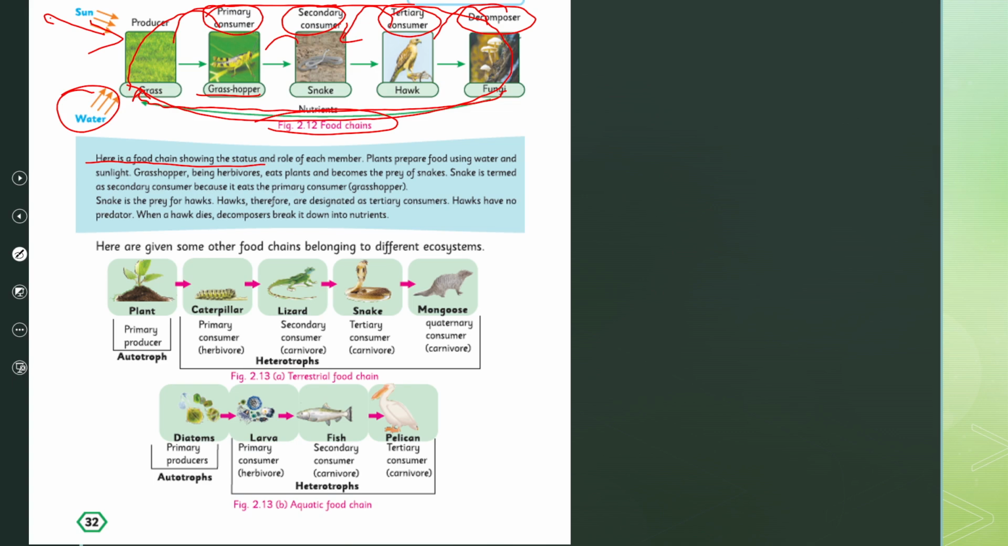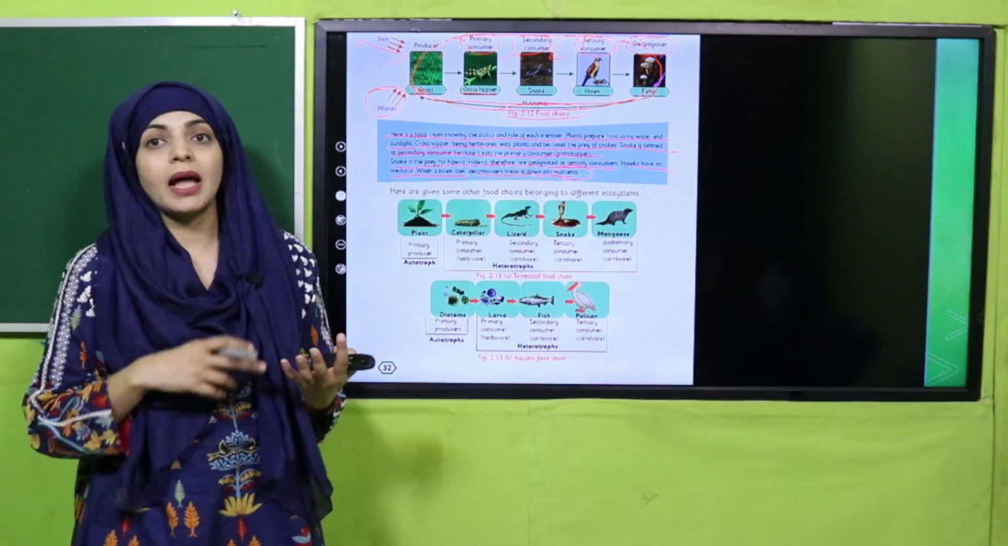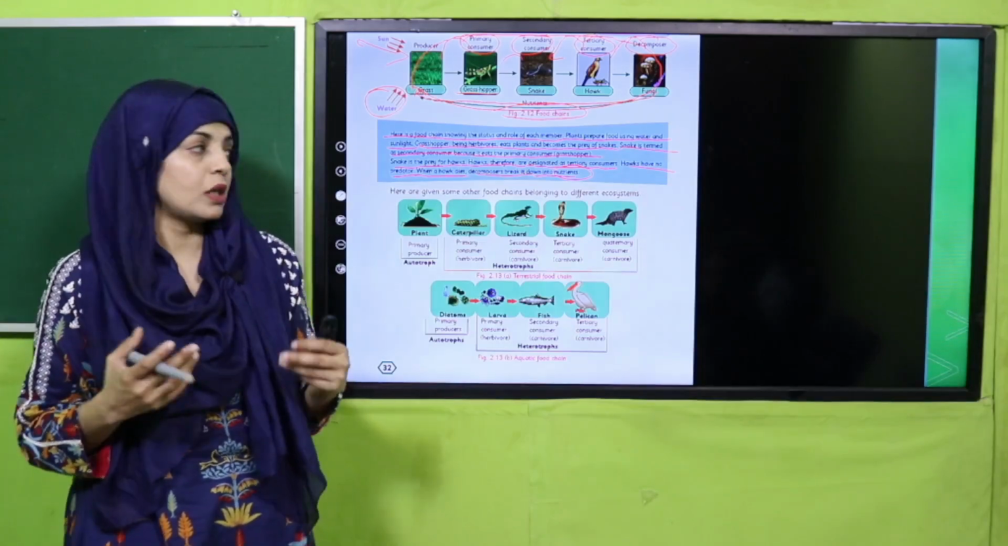Here is a food chain showing the status and the role of each member. Plants prepare food using water and sunlight. Grasshopper, being herbivore, eat plants and becomes the prey of snakes. Snake is termed as secondary consumer because it eats the primary consumer, grasshopper. Snake is the prey for hawks. Hawks therefore are designated as the tertiary consumers. Hawks have no predator. When a hawk dies, decomposers break it down into nutrients. And again, as I told you, nutrients become the part of the soil and new plants grow from the soil, and that is how energy flow is continuous.